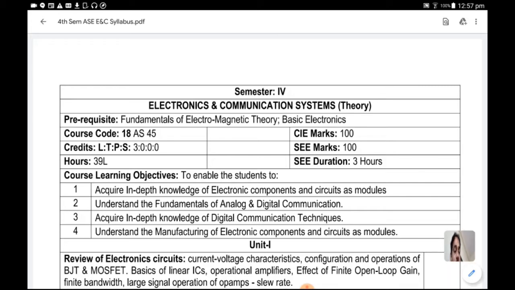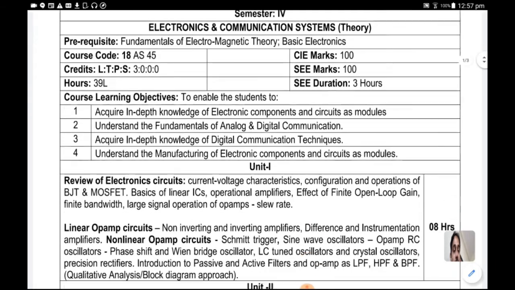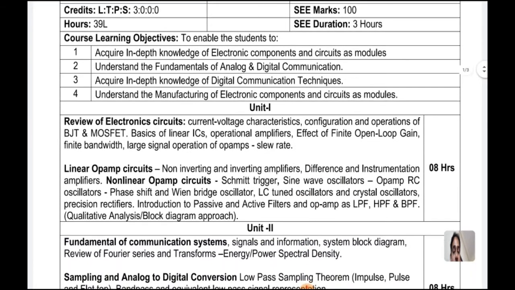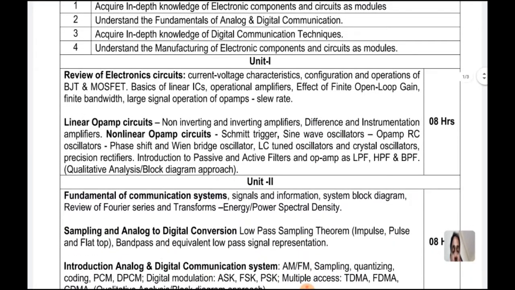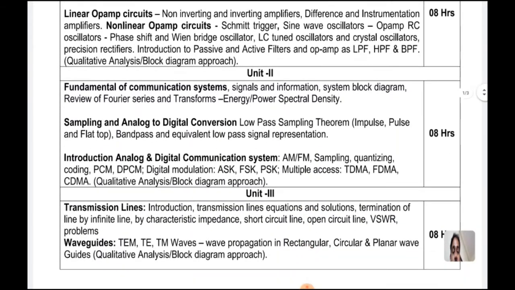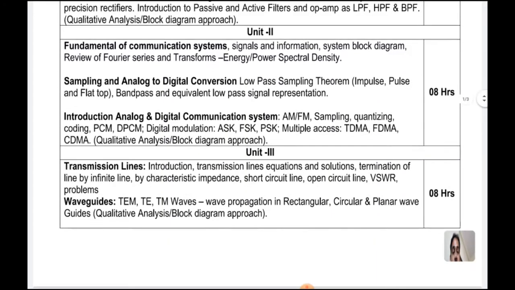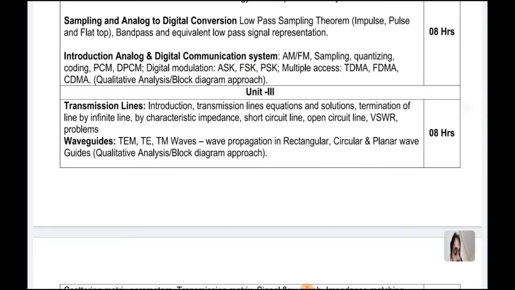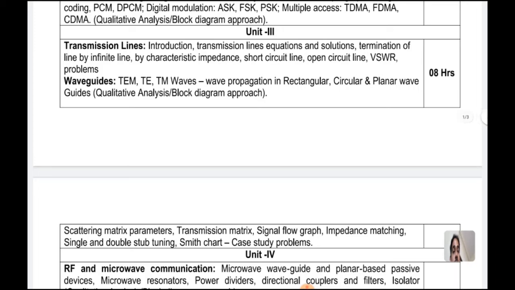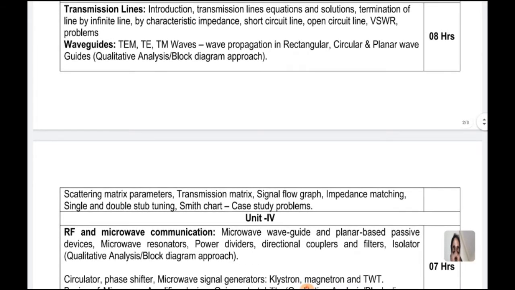As we know, in the 5 units, the first unit is electronic circuits and op-amp, and the second unit is communication systems, analog and digital, with different multiple access. Unit 3 is transmission lines. We have seen quite reasonable problems on that, and waveguides. We have different types, and we have seen briefly about the concepts.